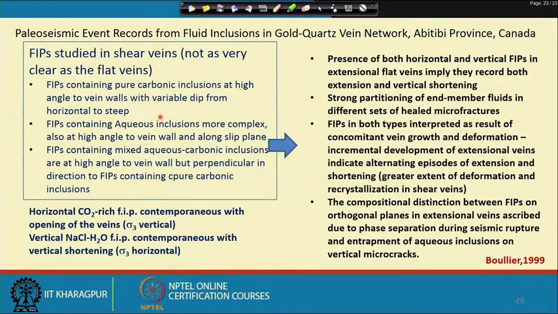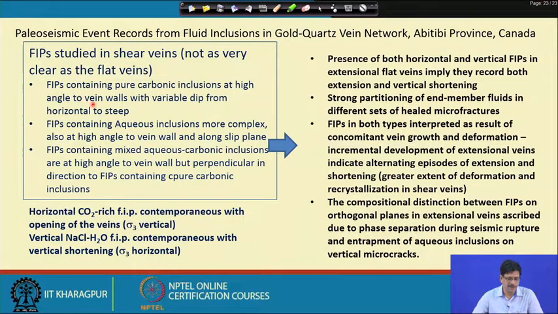So, FIPs which were studied in the shear veins were not as clear as in the flat veins, because they have undergone more recrystallization through the different phases of shearing, which these flat veins actually survived. So, the shear veins exhibit a greater degree of recrystallization, grain boundary migration. So, as discussed before, there are grains which are inclusion free, the more recrystallized polygonal grains, and many kinds of features as discussed before were also observed here.